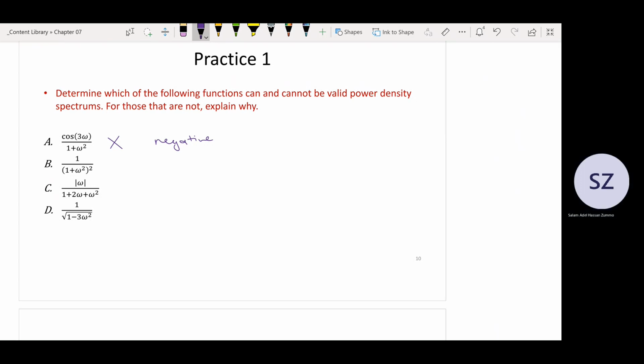Yes, the other one. Valid because it's real, it's not negative, it's positive, and it's even. Okay. Third one, C. Why? Not even. And probably negative in this. Okay. The last one. Not valid. Why? Yeah, not really. Great.